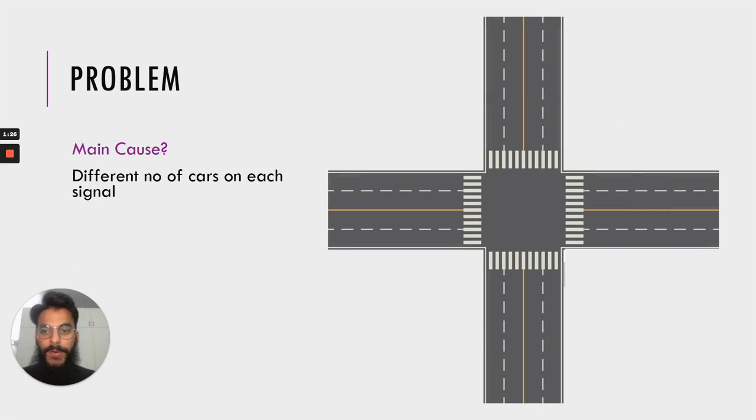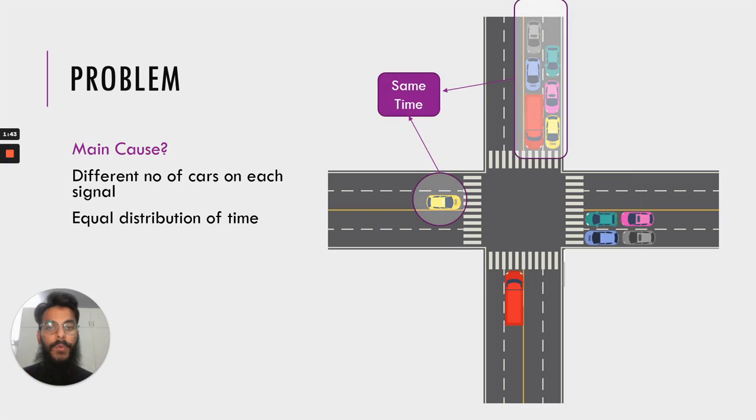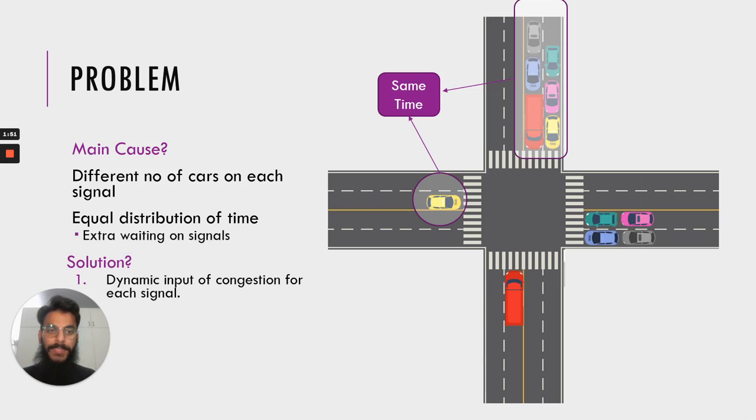Let's discuss a scenario where we have different signals with a different number of cars. In the traditional traffic signal distribution, we have equal time for all of the signals, whether they have less traffic or more. So this is of course unfair. What is the solution? The solution should use dynamic input of congestion or traffic to calculate a dynamic time allotment. And the solution should be affordable, effective, efficient, and also optimized.